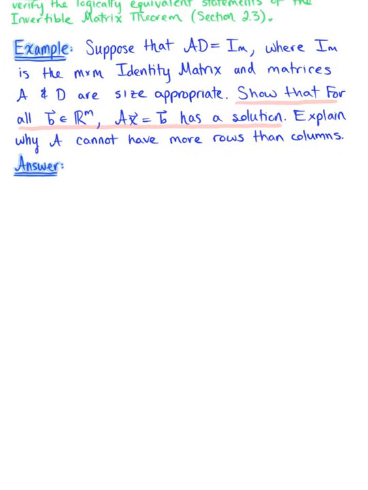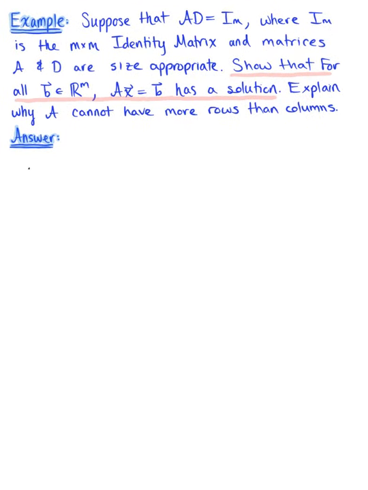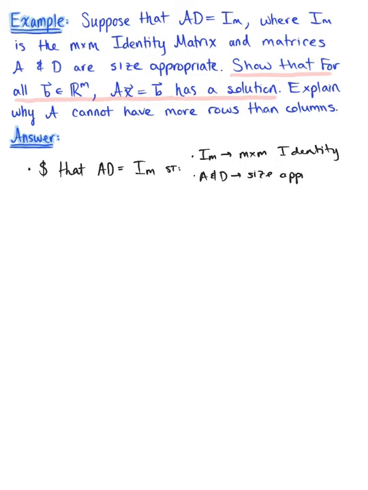So here we go. We want to start with our hypothesis. Let's suppose that matrix A times matrix D is equal to that M by M identity matrix. So again, I sub M is the M by M identity. And we want to assume that matrix A and matrix D are of a size such that the following holds true. So let's go ahead now and consider any vector B in Rm.